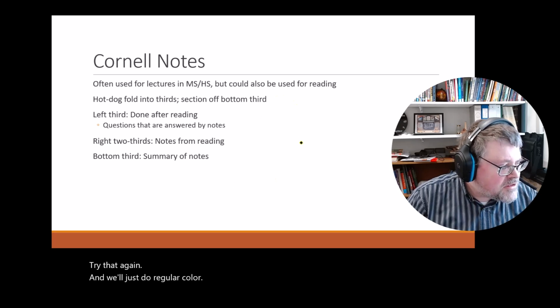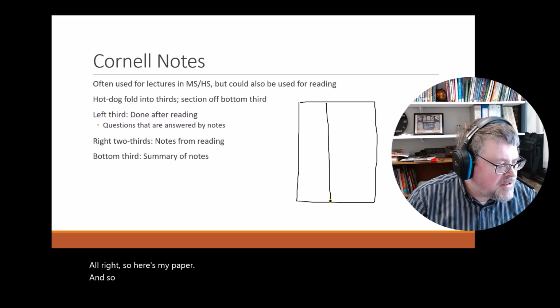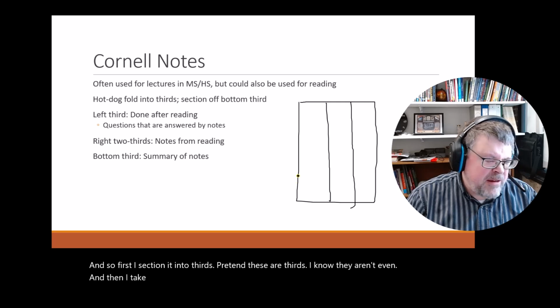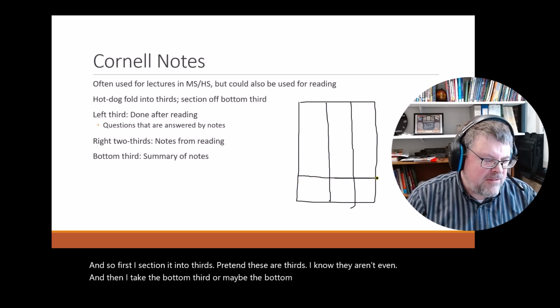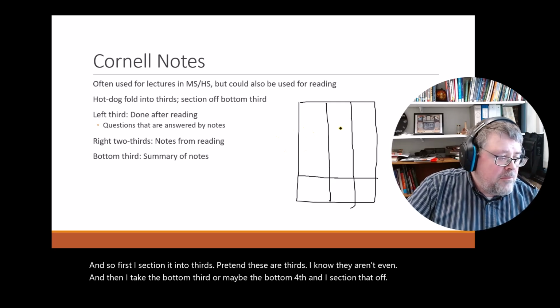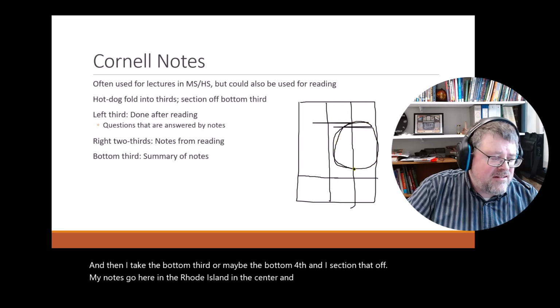All right. So here's my paper. And so first I section it into thirds. Pretend these are thirds. I know they aren't even. And then I take the bottom third, or maybe the bottom fourth, and I section that off. My notes go here in the center and write. And this 2/3 here is where my notes go.